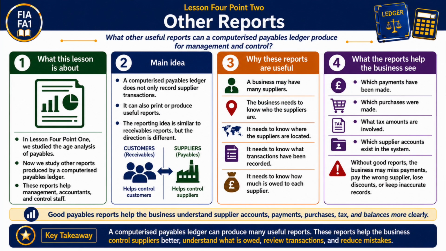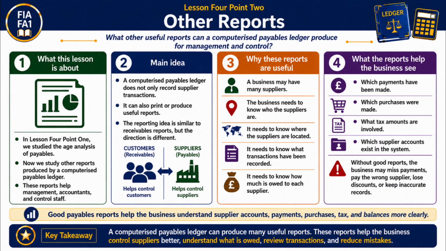Now we are studying Lesson 4.2, Other Reports. In Lesson 4.1, we studied the age analysis of payables. That report shows how old supplier balances are. Now we move to a wider question. What other reports can a computerized payables ledger produce? A computerized payables ledger can produce many useful reports for management, accountants, and control purposes. These reports help the business understand supplier accounts, payments, purchases, tax, and balances more clearly.